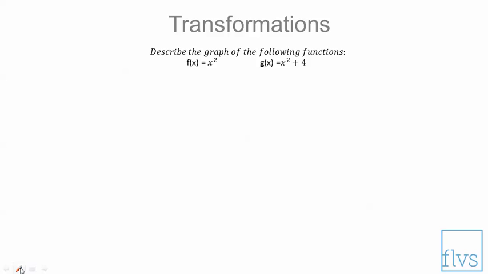So the first thing we're going to do here is describe the graph of the following functions. What we're going to look at is what happened from this one to this one. I began with x squared, and I ended up with x squared plus 4. So we probably noticed that I added 4 to it. Because the plus 4 is on the outside and it's by itself, that means it is a vertical translation.